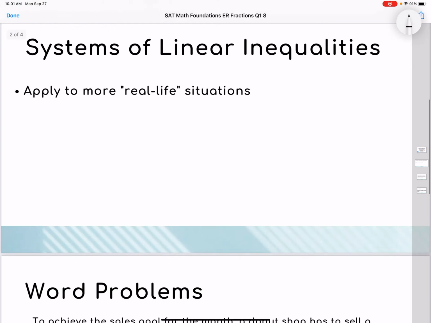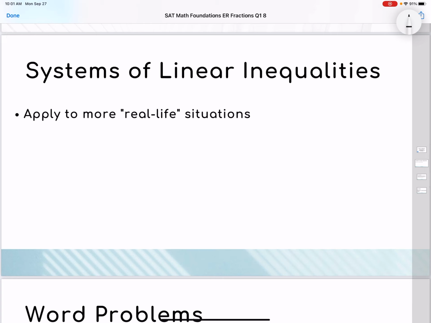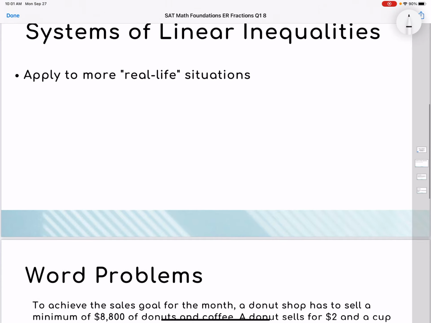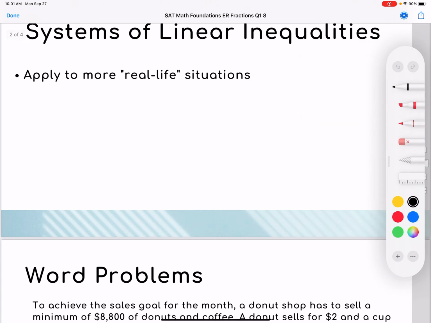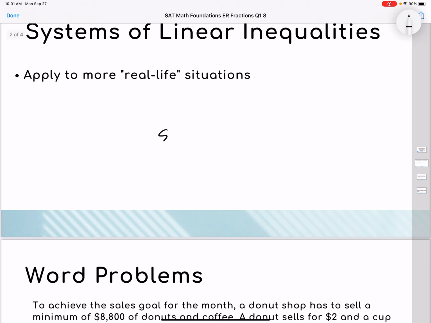So, as I just said, systems of linear inequalities are very similar to systems of linear equations, except that they'll apply to more real-life situations, meaning we'll see them more in the context of word problems on the SAT Math section than anything else. However, you could see them in other forms as well, just asking for two equations and essentially asking for the solution, which, to remind us, a solution to an equation, or an inequality in this case, is just where the two lines will meet each other. Solution is a point of intersection between lines.